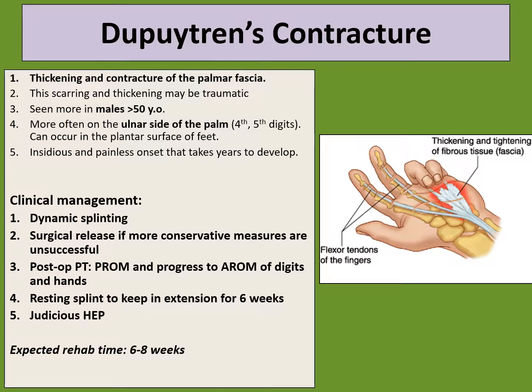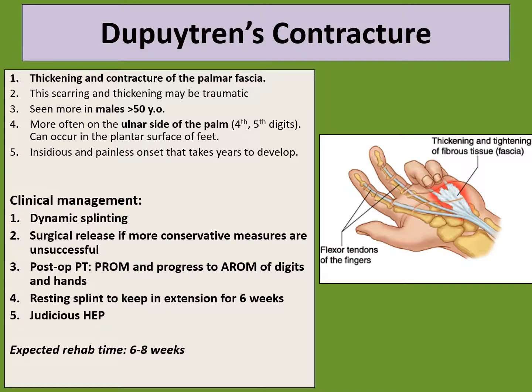More conservative management would be dynamic splinting, a splint that's going to put constant tension on that area and hopefully increase the range of motion or stretch that out. Patients may also need a surgical release, where the surgeon will go in and break up that contracture and that scar tissue.